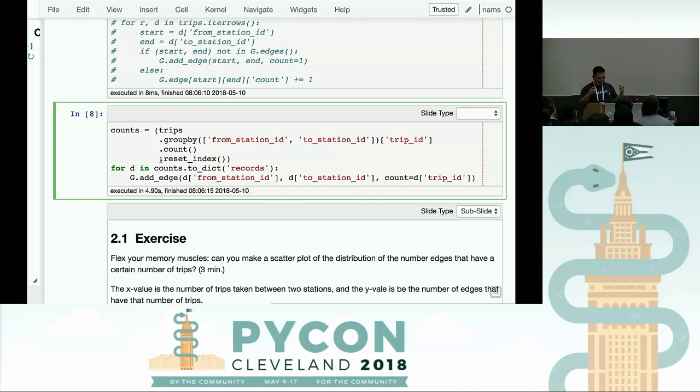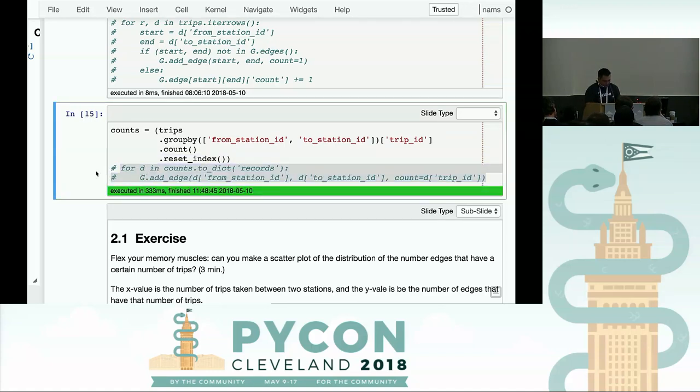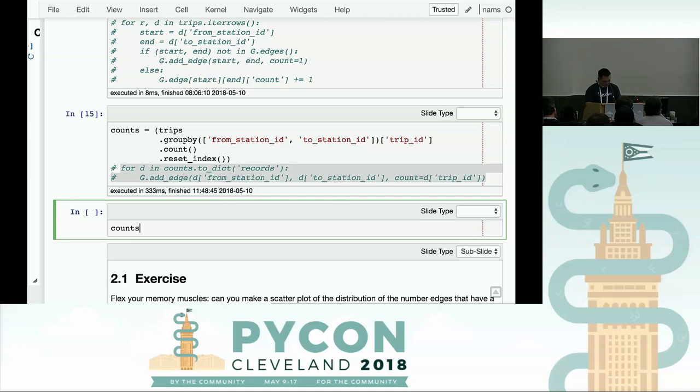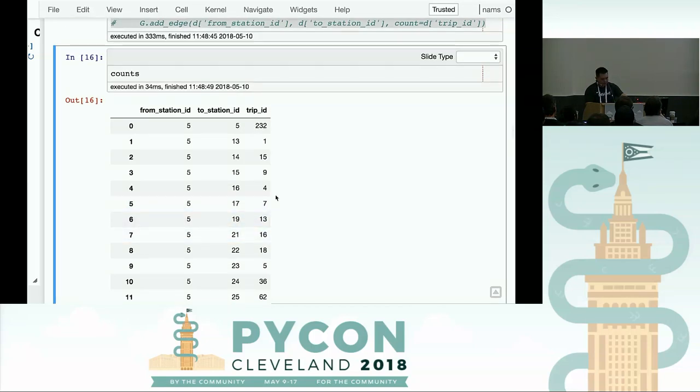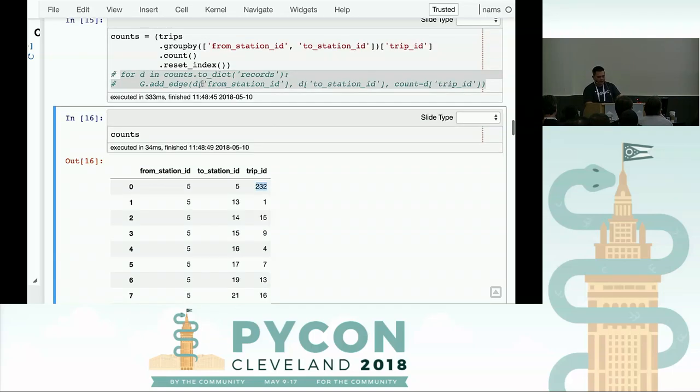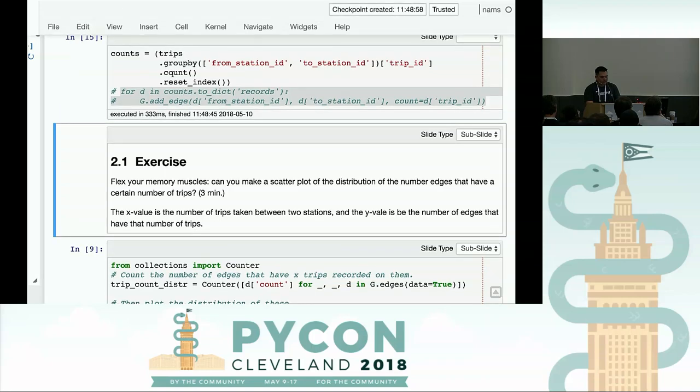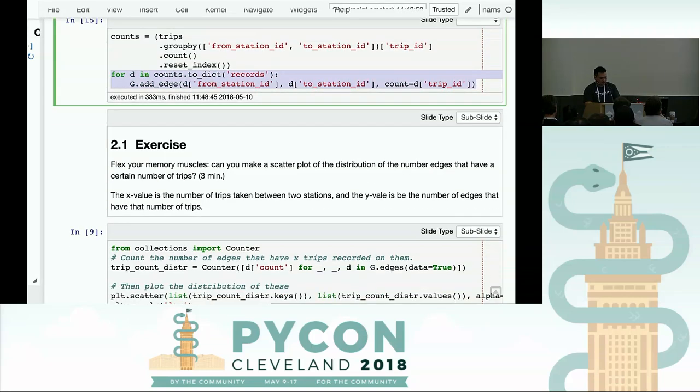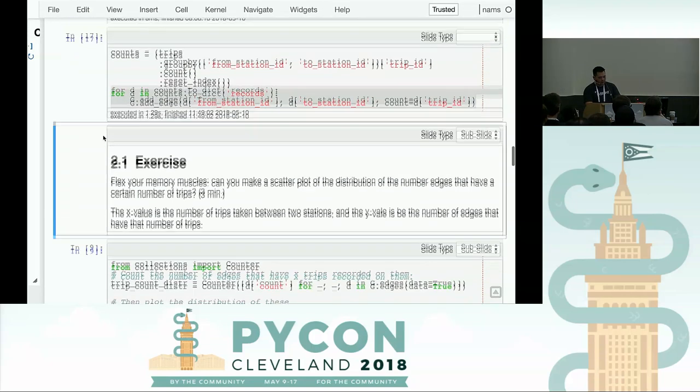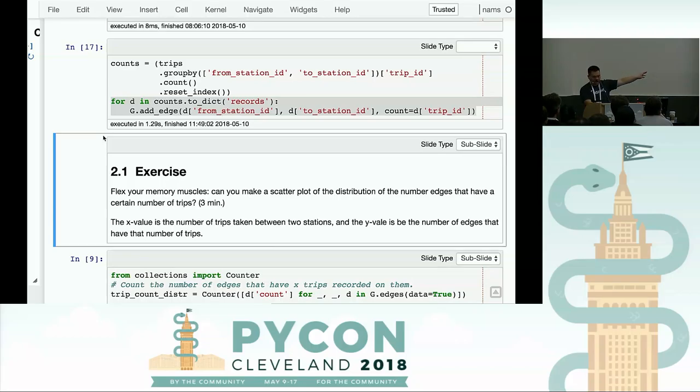It'll return a data frame. I should just convince ourselves of that, right? It'll say from station ID to station ID, how many trips have occurred between them, all right? So that's what counts is. And then, finally, we iterate over that, and this finishes really quickly, all right?